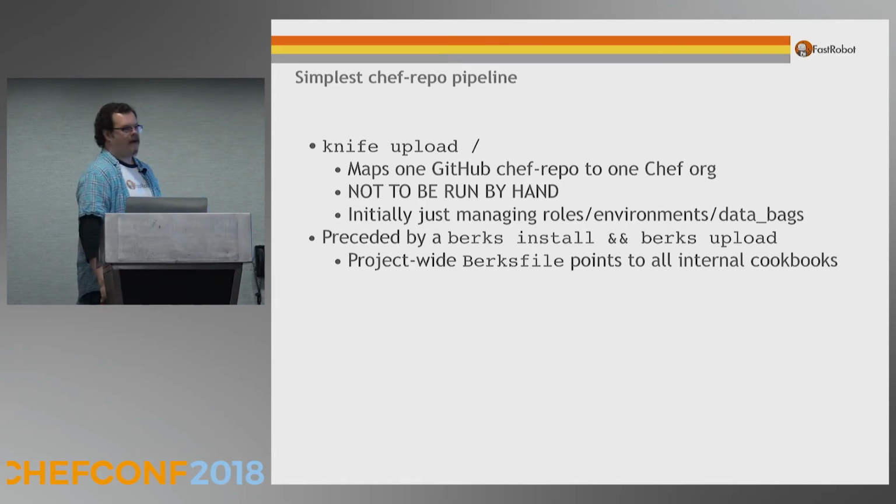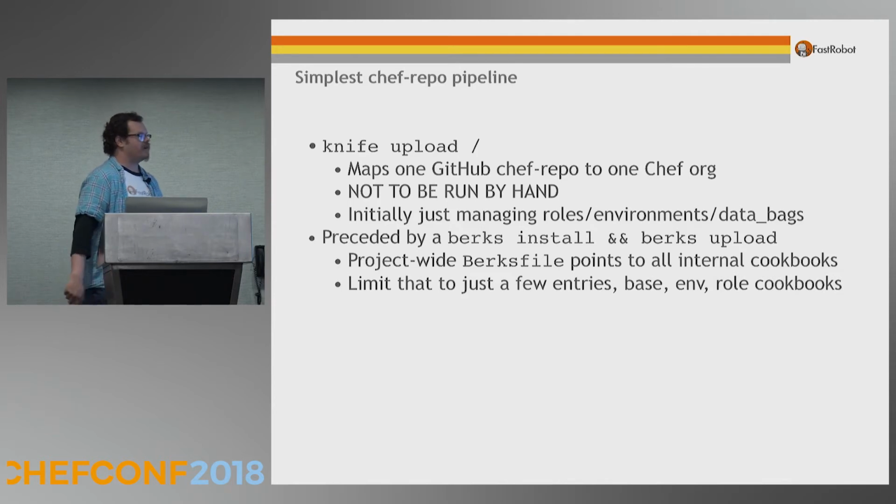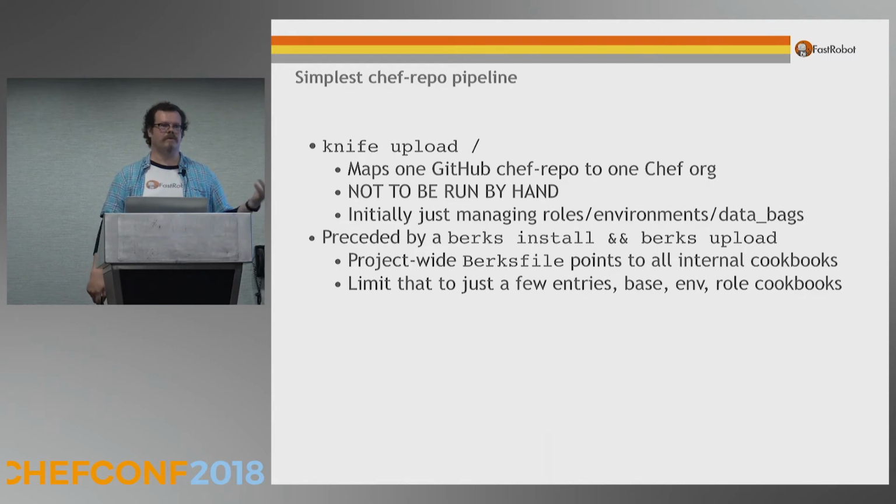And like I said, I think you're just going to have a couple of cookbooks in there. You're going to have a role cookbook, you're going to have a base cookbook, you're going to have some sort of application-specific cookbook. Three, four, five lines in this Berksfile, not 40 lines. Because I did one with 40 lines and it sucks.